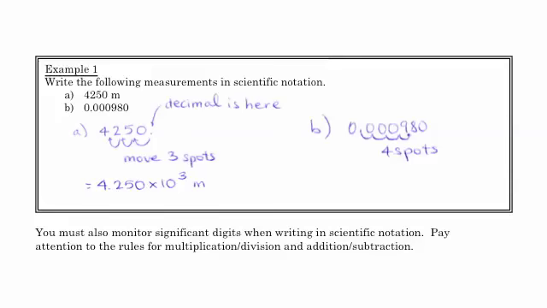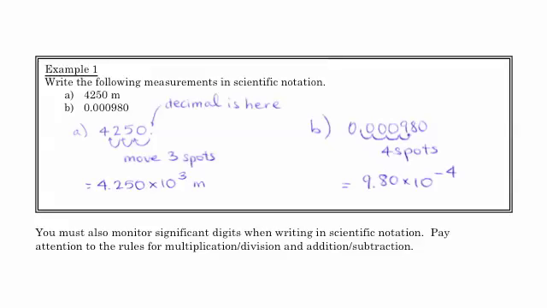0.000980 moves the decimal place 4 spots, but this time to the right. When we move a decimal spot 4 times to the right, for each step we take, we multiply by a negative power of 10. So this becomes 9.80 times 10 to the minus 4. Just to reiterate, we must monitor significant figures when we're writing things in scientific notation. So pay attention to the rules for multiplication, division, and addition and subtraction.